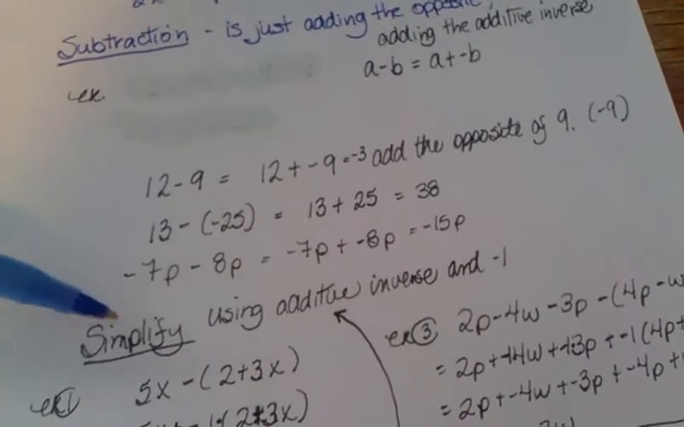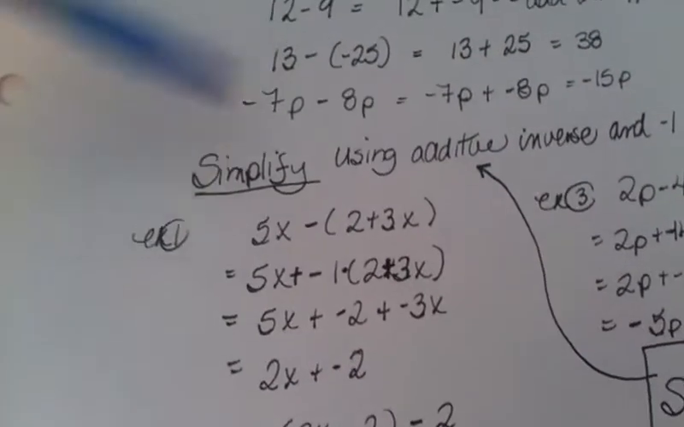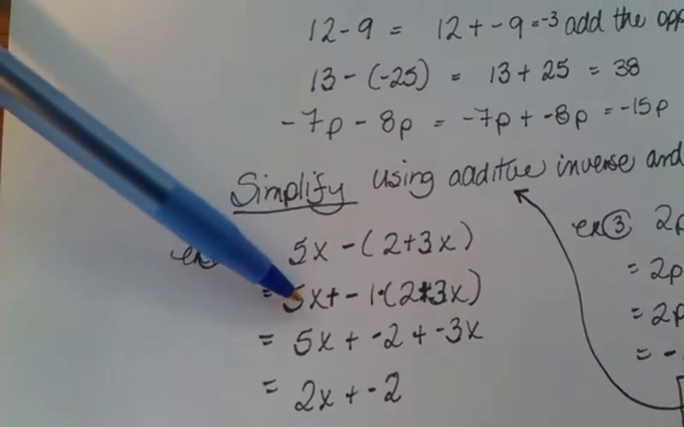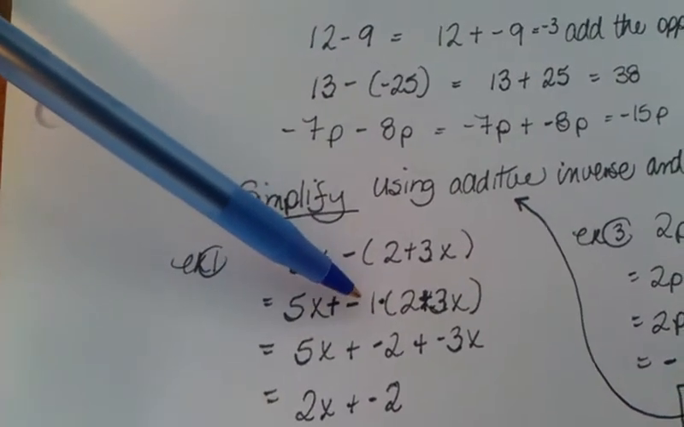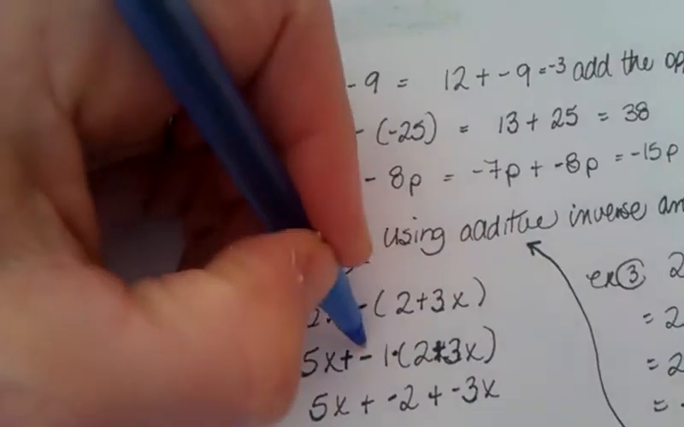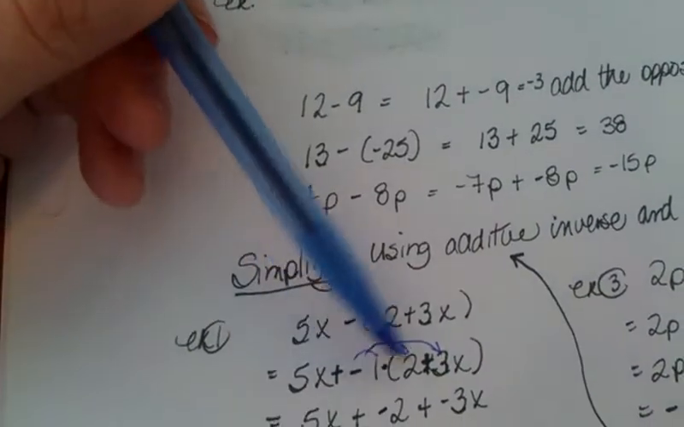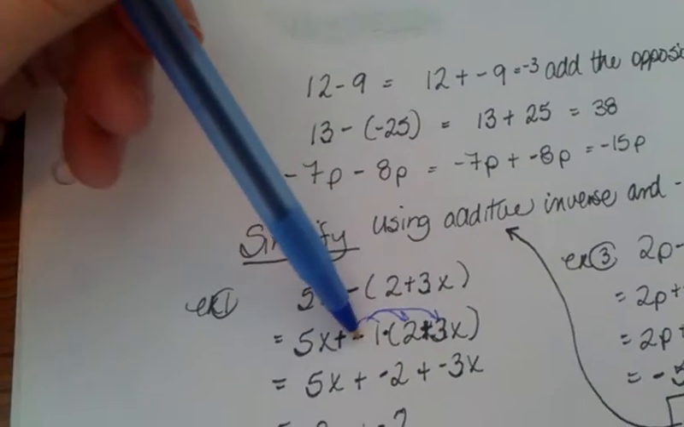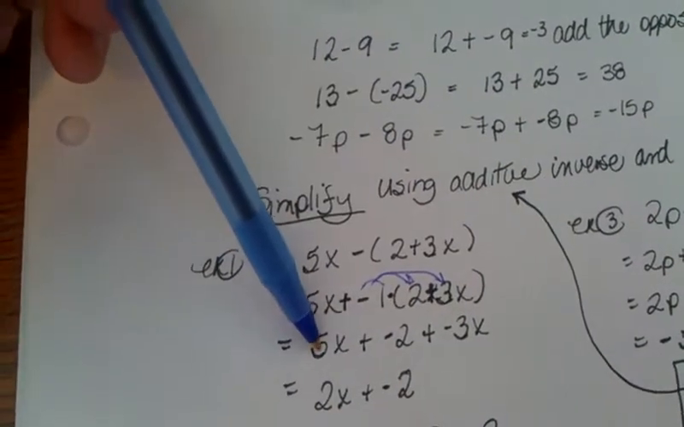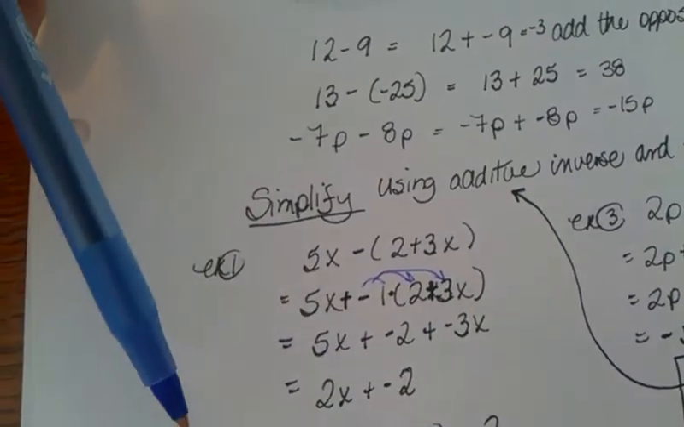So if we want to simplify using the additive inverse and the negative 1, for example, here's the first problem. 5x minus the quantity 2 plus 3x. I'm going to say this is the same thing as saying 5x plus a negative 1 times the quantity 2 plus 3x. So then I'm going to distribute that negative 1. Negative 1 times 2 gives me a negative 2, and negative 1 times 3x gives me a negative 3x. Then I can combine like terms. 5x plus a negative 3x gives me 2x plus a negative 2.